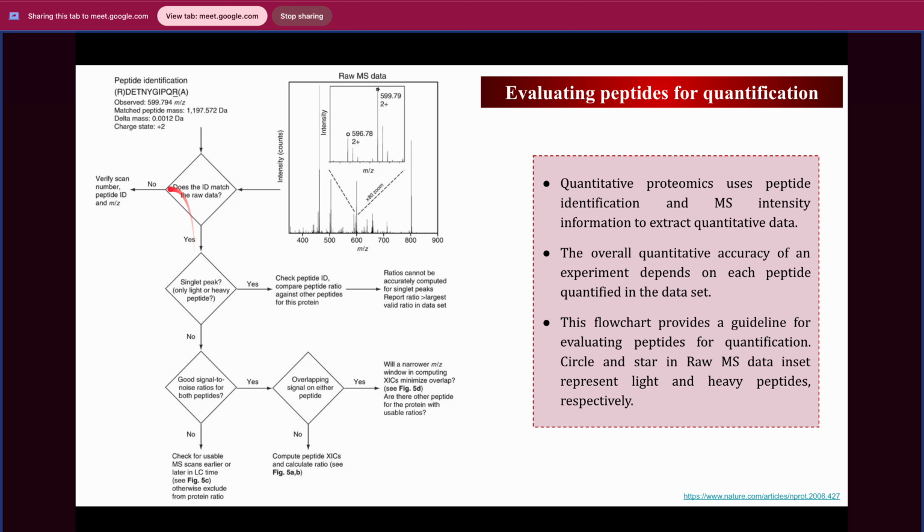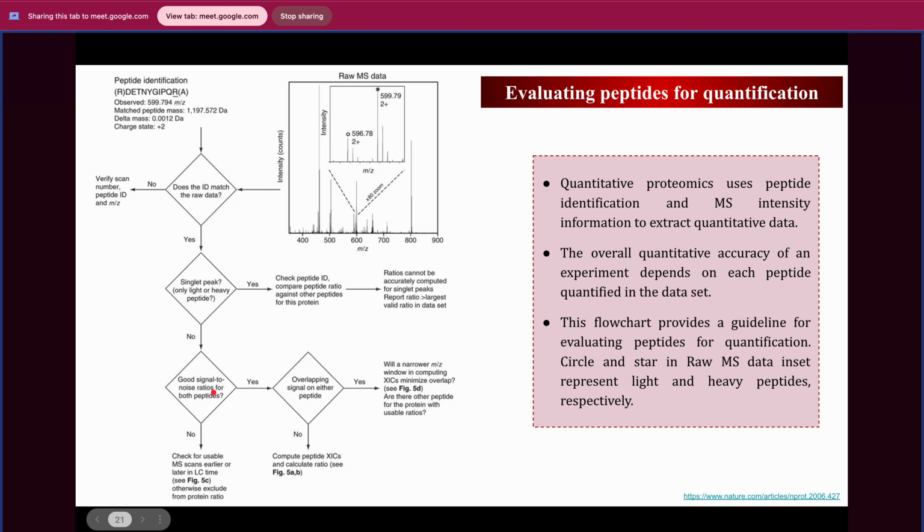If it matches, then well and good. But if it does not match, then we verify the scan numbers, peptide IDs and mass to charge, and we search for other peaks in the data set. If it matches, then we need to check whether it is a singlet peak, that is, whether it is singly charged or doubly charged. If it is a singlet peak, then it's fine. But if it is not, then you have to check whether the signal to noise ratio is good or not.